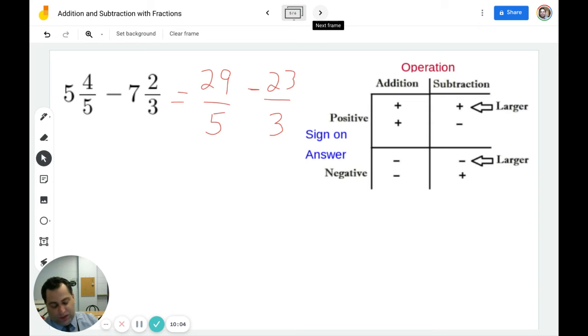What we can do now is multiply the denominators. So I have 15 in the bottom. Here I have 29 times 3. Well, 3 times 20 is 60, and 3 times 9 is 27. 60 plus 27 is going to be 87.